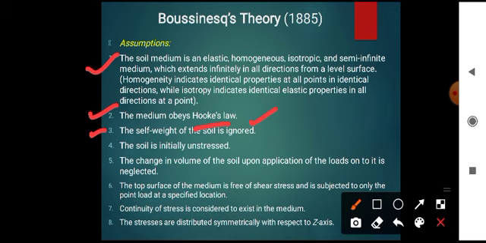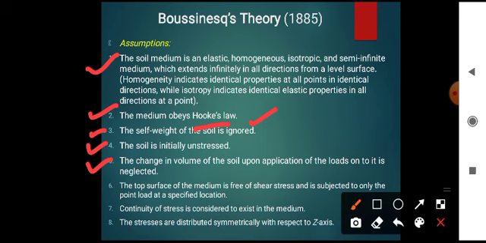However, the structural load or the dead load of the structure is considered. By the help of which we can calculate the stresses at any particular depth beneath the structure. Fourth one is that the soil is initially unstressed. So, we are not considering the initial condition of the applied stress. We are considering the soil as virgin, that is, it has not experienced any particular load. So, that way we are considering.